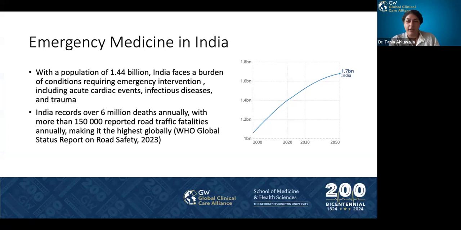Emergency medicine was formally recognized as an independent specialty by the Medical Council of India in 2009. And since then, emergency medicine training programs have been initiated in public and private hospitals. Despite this, there's a critical need to train the emergency medicine workforce.